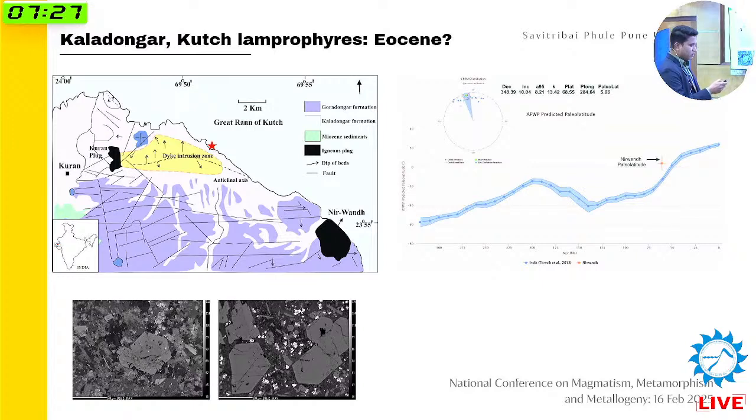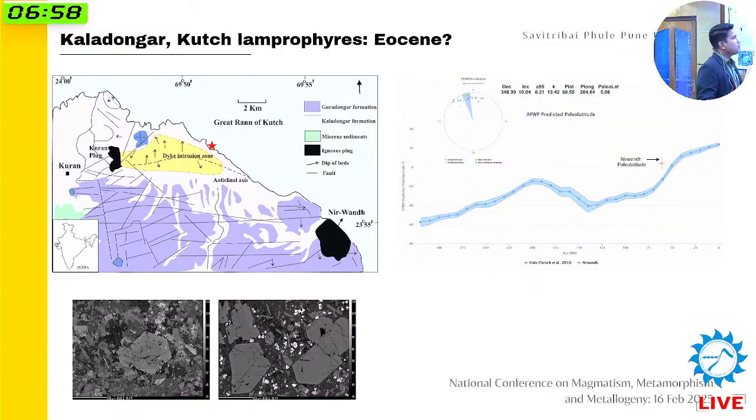We worked a lot on this Kala Dungar or Nirvand alkaline complex of the Kutch area. We have lamprophyres here. These lamprophyres are included in olivine basalts and syenites. These lamprophyres have euhedral phenocrysts of amphiboles, showing their panidiomorphic texture. Already Dr. Sharma has presented detailed mineralogy of these lamprophyres from the Kala Dungar, so I will not go into that.